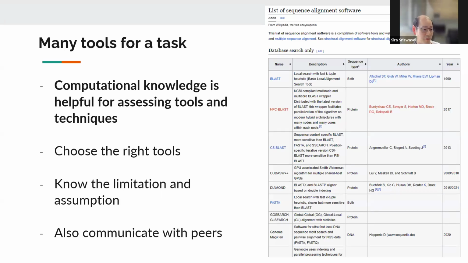So how do you know which one is good? How do you know which one is the right one for your data? You have to have some computational knowledge. And also, when you want to talk to people who know how to analyze data, if you want to collaborate with other scientists, other researchers, if you have no idea about the terms or the names that they are using, then you cannot communicate. So computational knowledge is also useful for communication with computer scientists, for example.